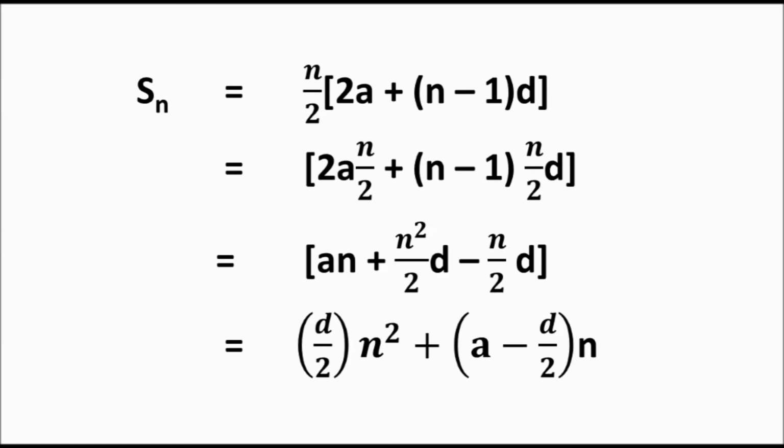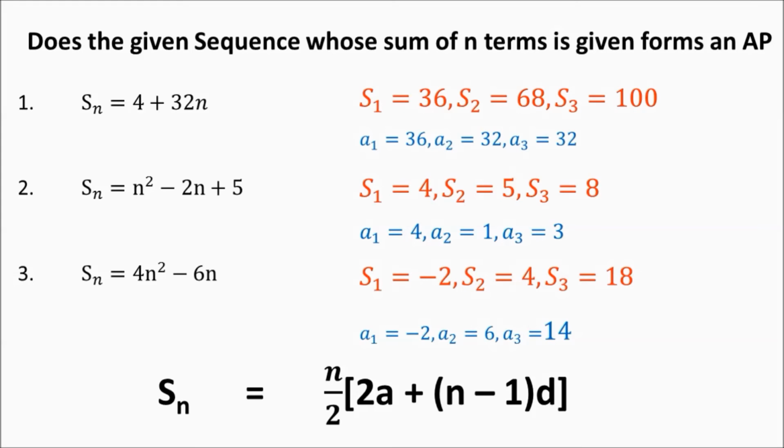And if we compare with the given examples, the first one, Sn equal to 4 plus 32 times n, is linear. It means it cannot form an arithmetic progression. The second is quadratic, but there is a constant term 5. Hence, the second cannot form an arithmetic progression. If you observe the third, yes, the third satisfies the formula. Its right hand side is quadratic and there is no constant term. Hence, if Sn is given to you, you can immediately tell whether that Sn belongs to an arithmetic progression or not.